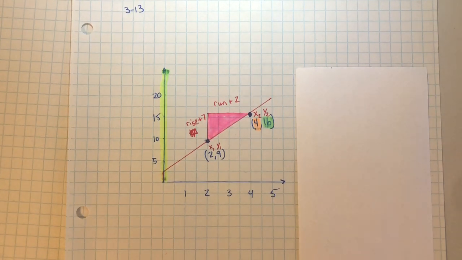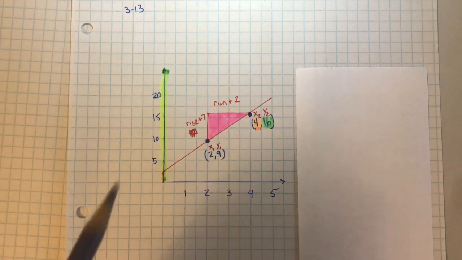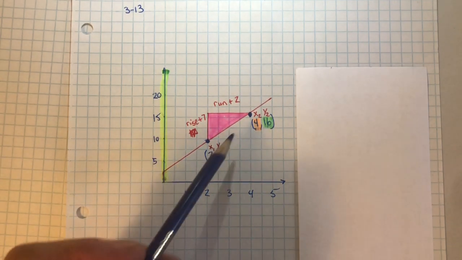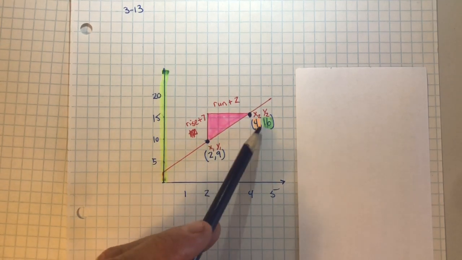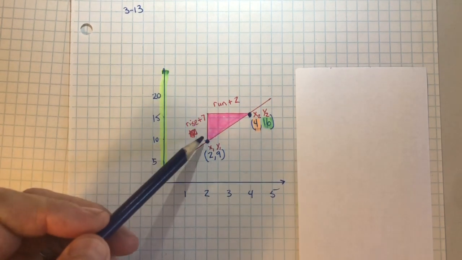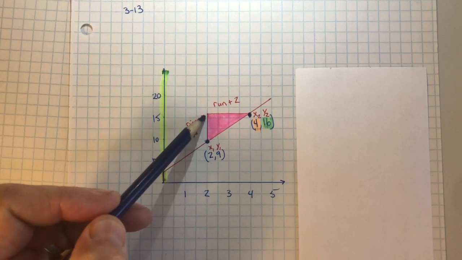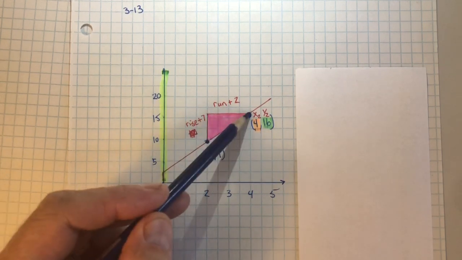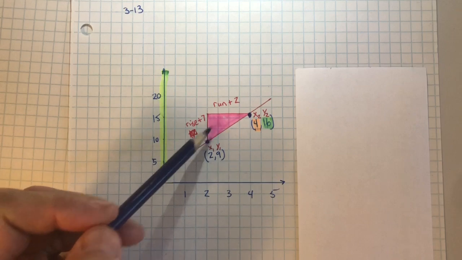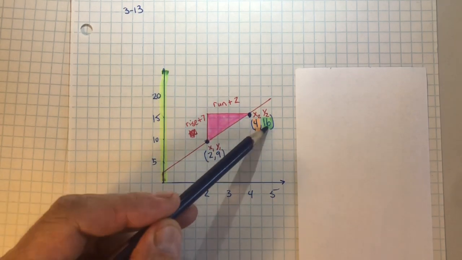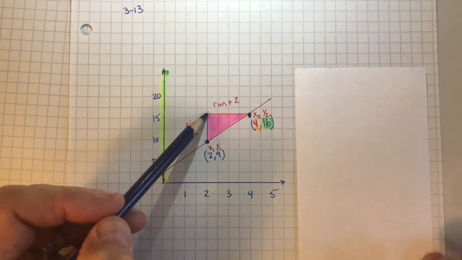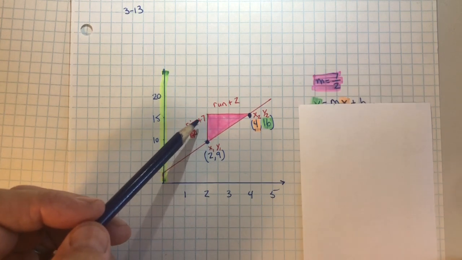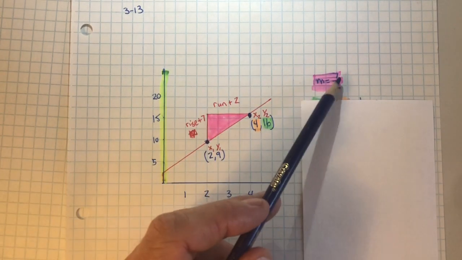For 313, I need to draw a slope triangle and use it to write the equation of the line shown in the graph. Well, here's the line shown on the graph, and here are the two given points, 2, 9 and 4, 16. So for the slope triangle, you have the rise over the run, or the difference of the y's over the difference of the x's. What is the difference of the y's? I start at 9 and go up to 16. Well, 16 minus 9 equals 7.